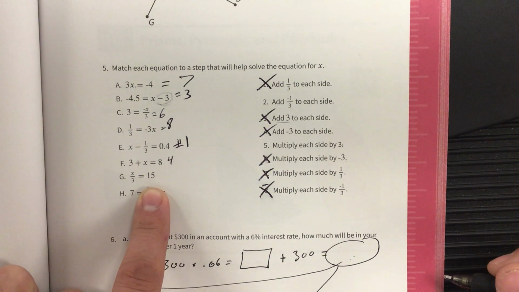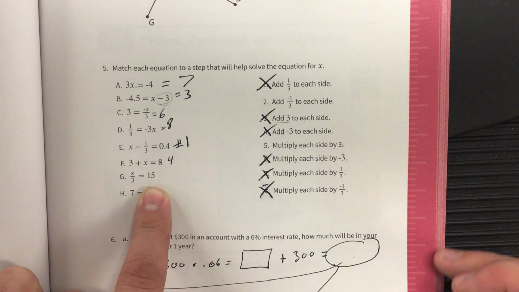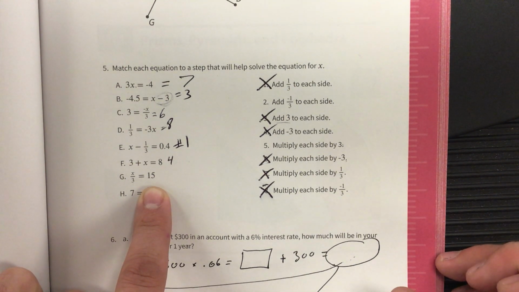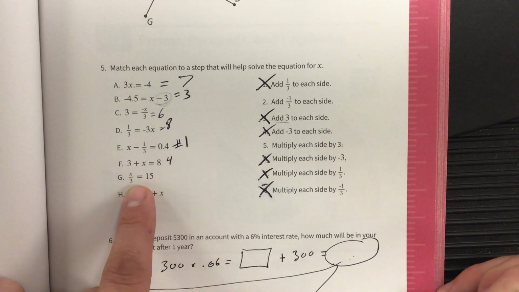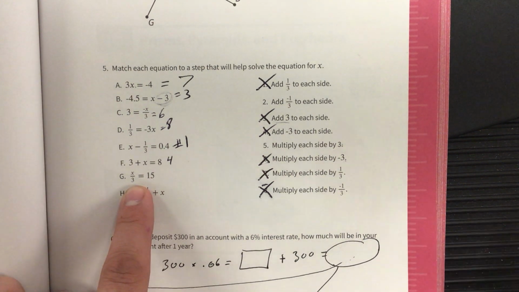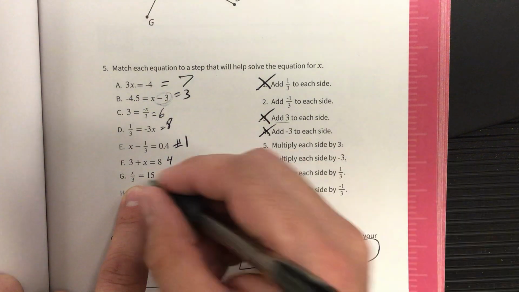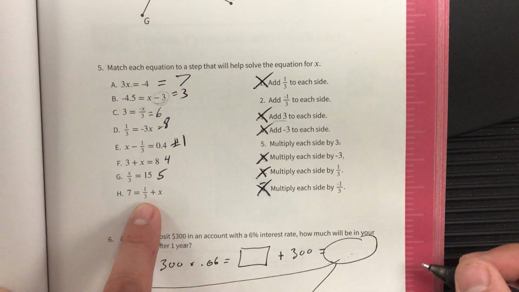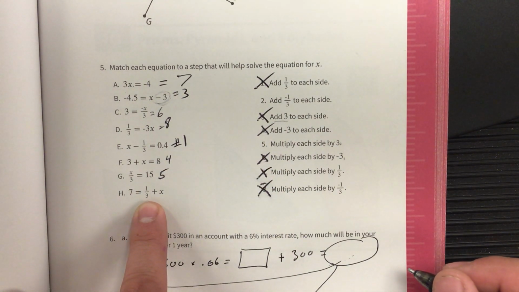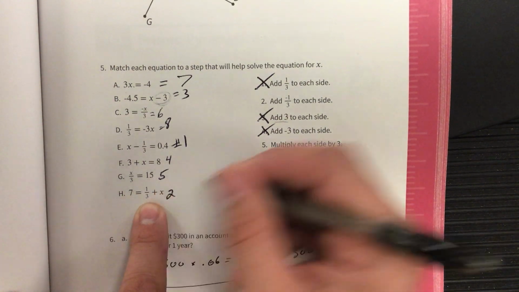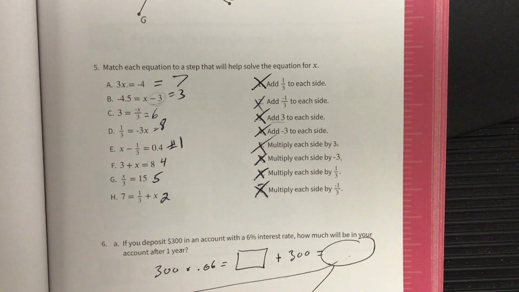Dieterle? G? Opposite of dividing by 3? Multiplying by 3. Opposite of adding 1/3? Subtracting 1/3. So you just had to do the opposite for all of them.